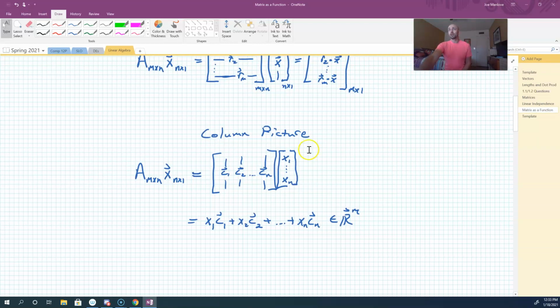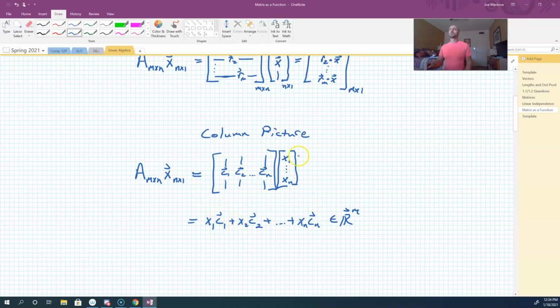So the other way we could think about this action is we could say A, an M by N matrix, acts on an X vector that's N by 1 by considering the A as the columns, considering X as the scalars, and then considering the result as the linear combination of those column vectors using these scalars. So that would be x1 times the first column plus x2 times the second column, and so forth until we get to the last one.